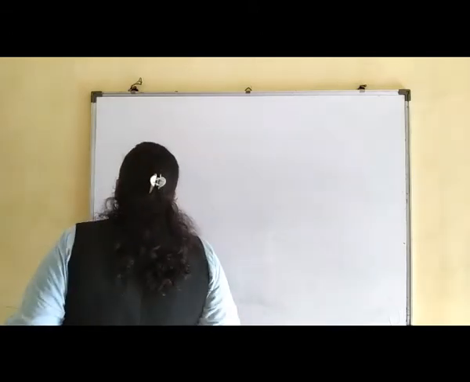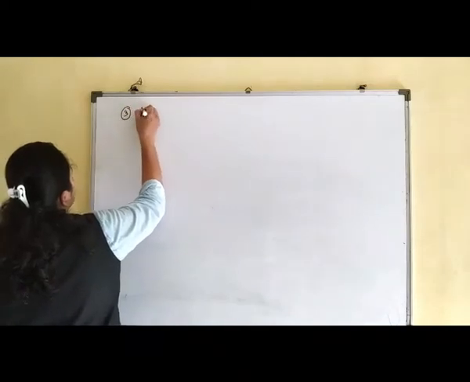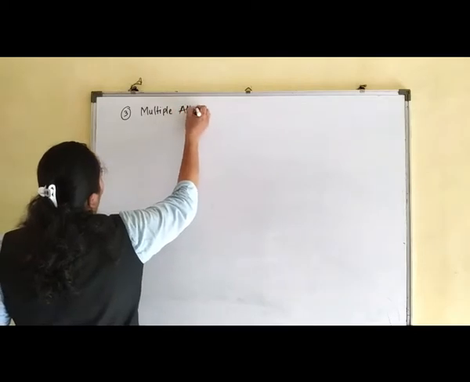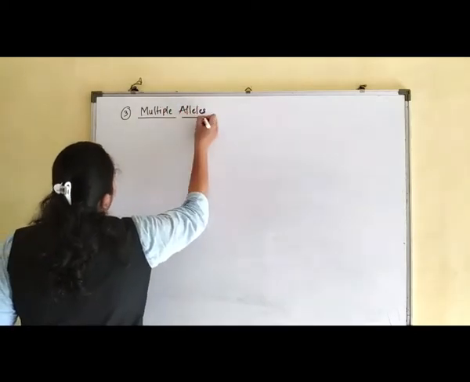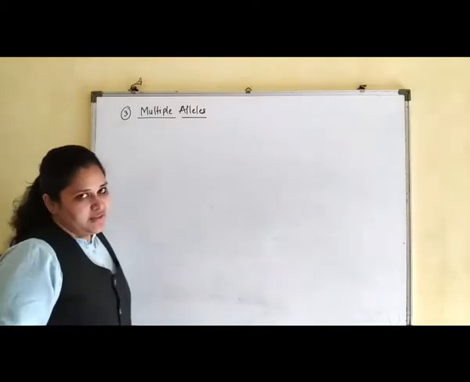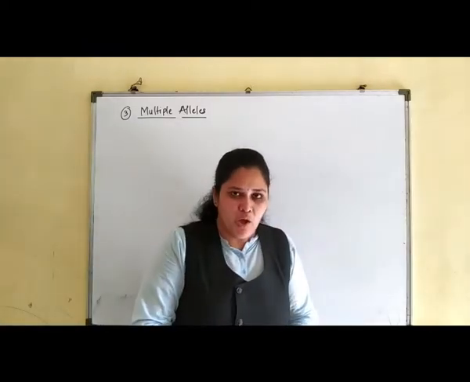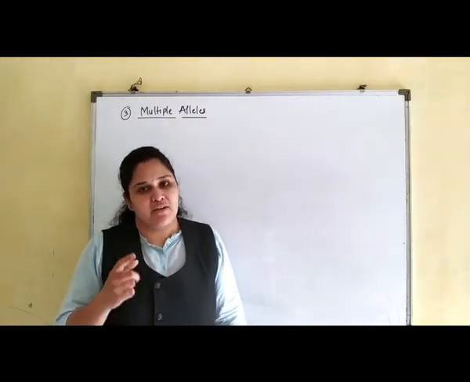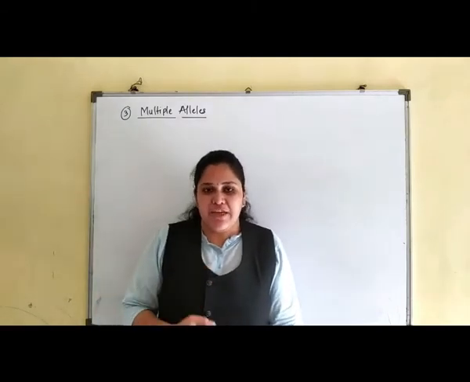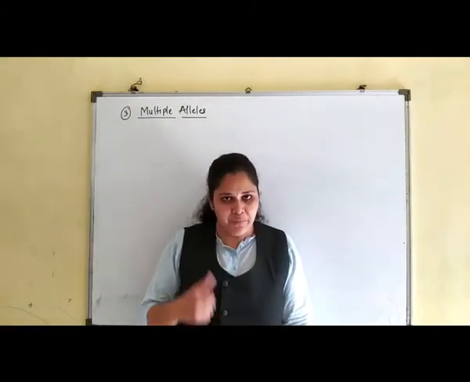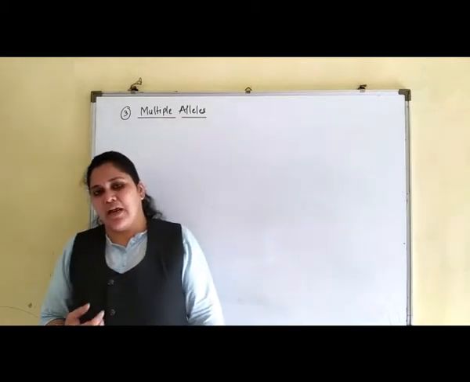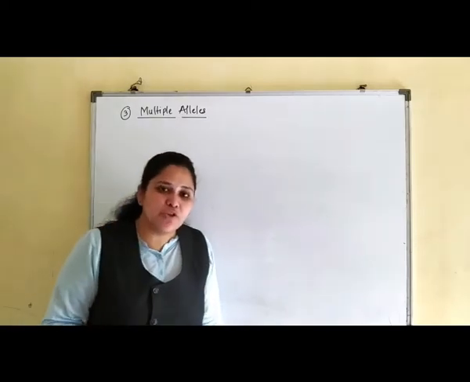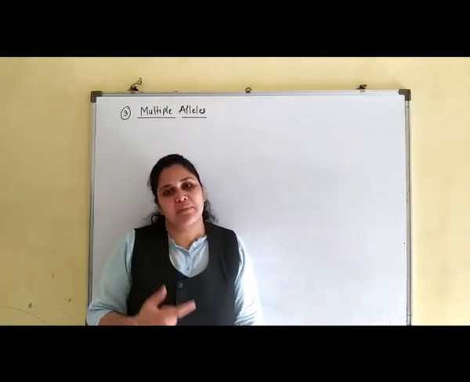So the third one is known as multiple allelism or multiple alleles. Again, this is also an exception to Mendelism. What Mendel said is that every trait or character is controlled by paired factors, meaning there is a pair of alleles, and every gene has two alternative forms. According to this concept, there are some examples in which a particular trait or gene has more than two alleles. That is known as multiple allelism.